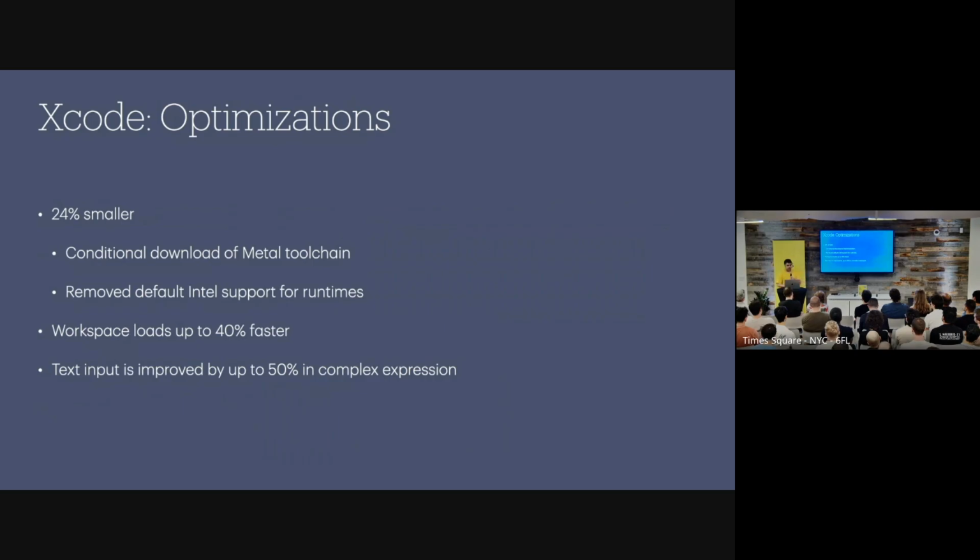With that, we're now going to move on to the optimizations that I have looked at. This is merely for FYI. If you care about them, this is what has happened. Xcode is now 24% smaller, which I went and verified against the previous versions, and it is actually true. One of the things is they removed the Metal toolchain. Now, if you really need it, you can download it. They also removed Intel runtime support from the simulator, so it's not there anymore.